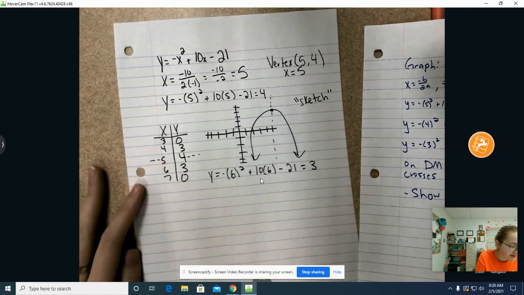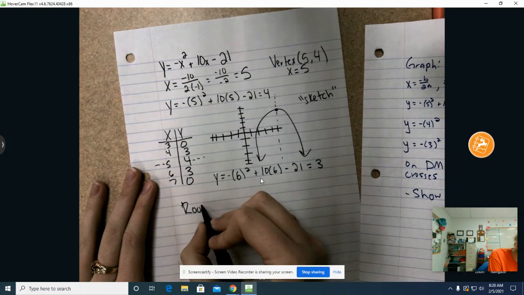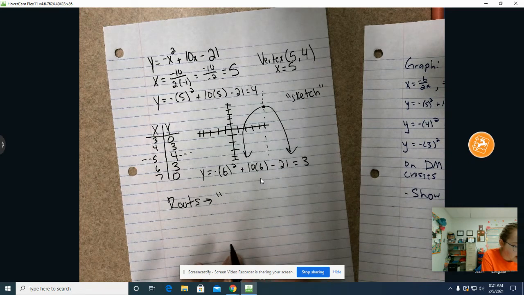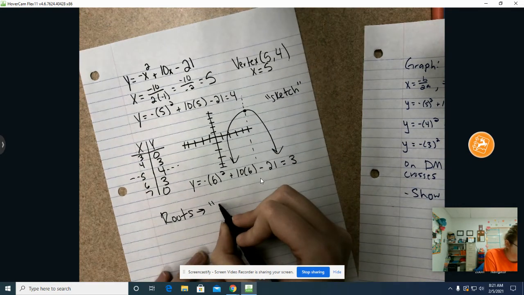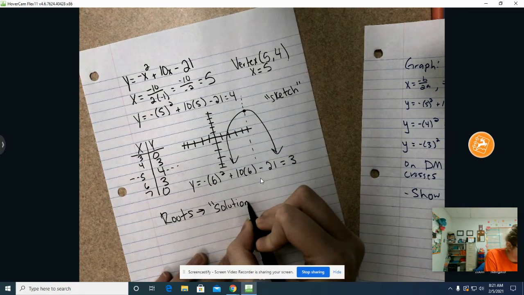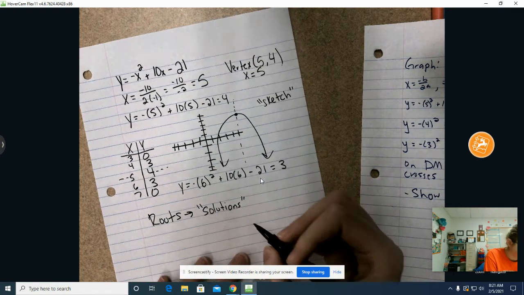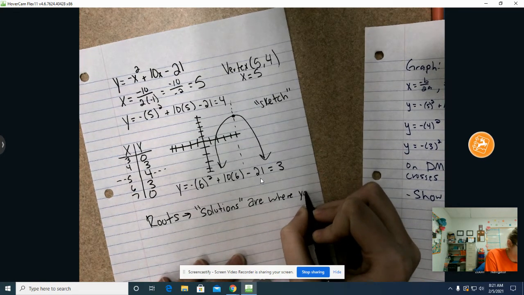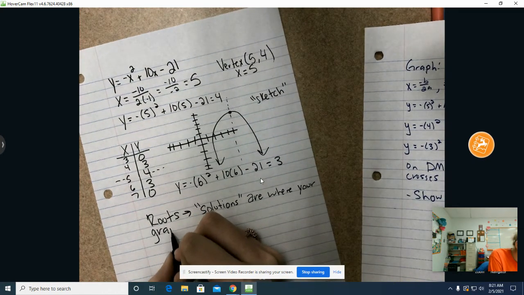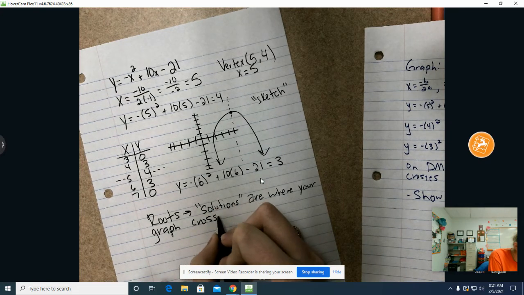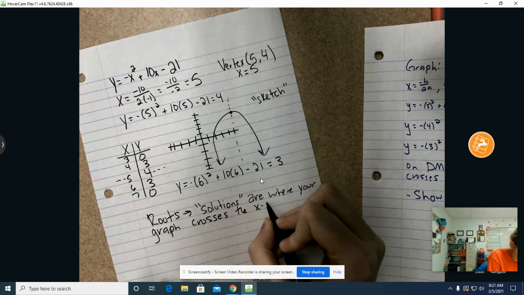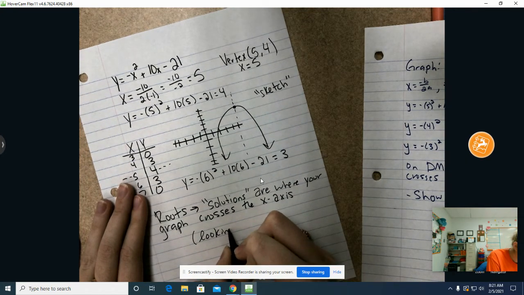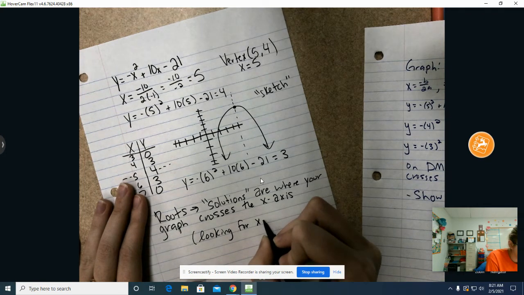So something I want to define real quick that I've mentioned before, but just to put it in our notes, is the idea of roots. So roots is a fancy word for solutions. And when you're looking at graphs, solutions are where your graph crosses the x-axis. So essentially you're looking for x-intercepts.